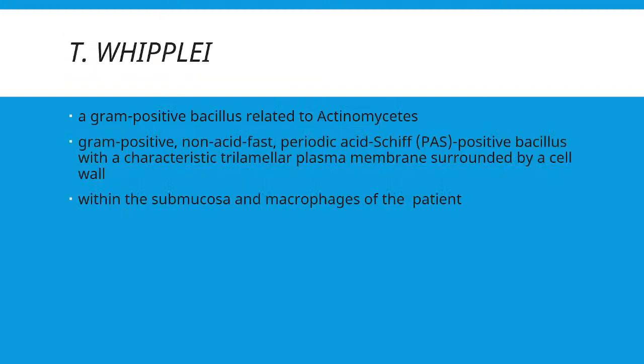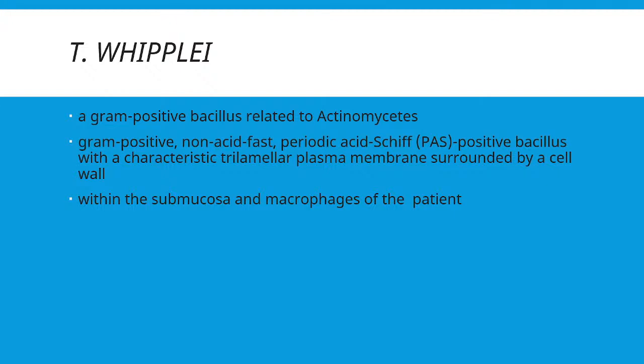Now, what is the organism responsible for Whipple's disease? It is the Tropheryma whipplei. Okay, it is a gram-positive bacillus related to the Actinomycetes family. It is non-acid fast, PAS positive, with characteristic trilaminar plasma membrane surrounded by a cell wall.